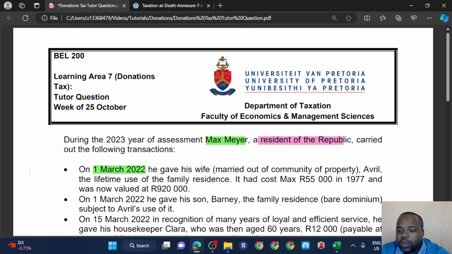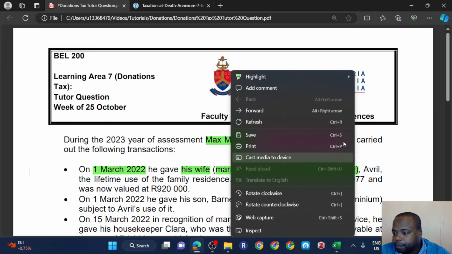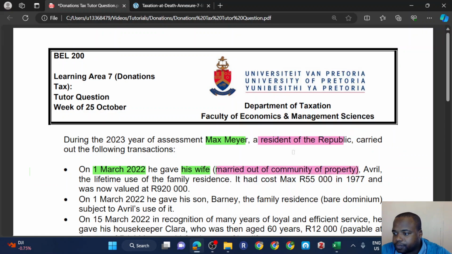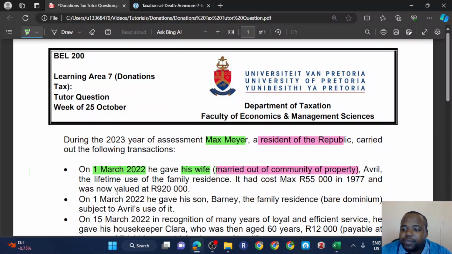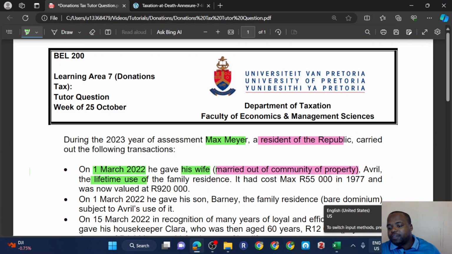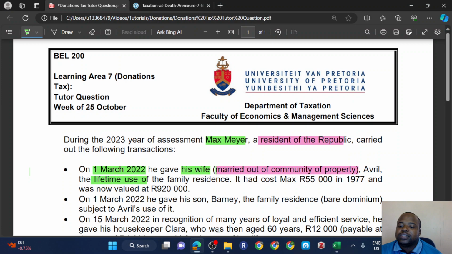We're told here that on 1 March 2022, he gave his wife, to whom he's married out of community of property, Avril, the lifetime use of the family residence. So the keyword there is lifetime use of the family residence. It had cost Max 55,000 rands in 1977 and was now valued at 920,000 rands. So it is now valued at 920,000 rands. Okay, so what does this all mean?